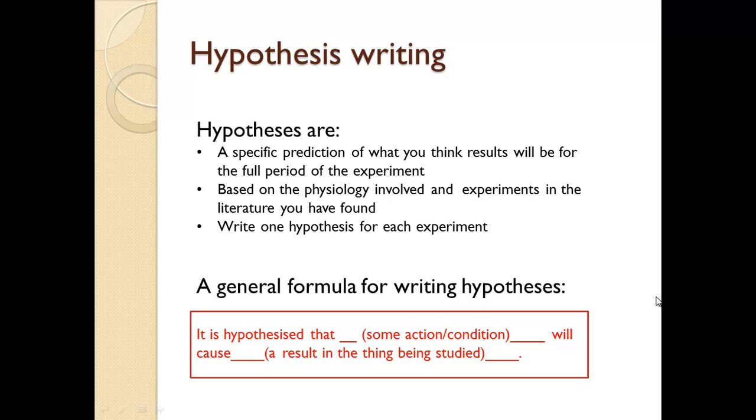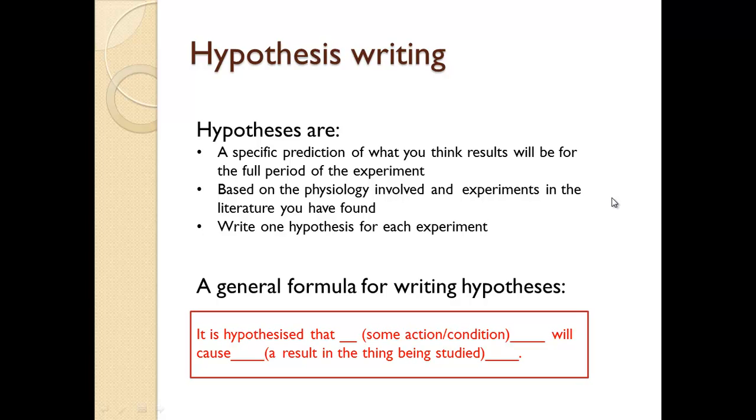Writing hypotheses. You will need 1 hypothesis for each experiment. A general formula for writing hypotheses is one in which some action or condition, a variable, will cause a result in the thing being studied. So, one of the variables we are looking at in our experiments is temperature. So 10 degrees perhaps, and how that will cause an effect in heart rate.